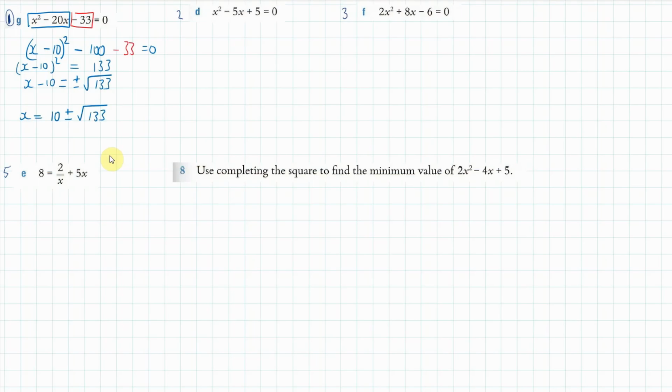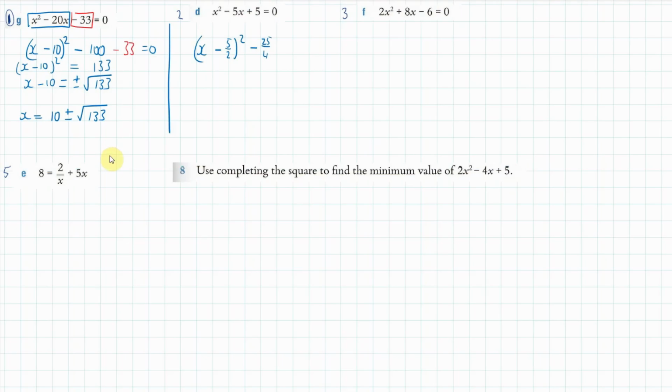And I could work those out in my calculator and perhaps give them to 3 significant figures, but those are the exact 2 answers that you can get there. Okay, 2D, another example of this. So I'm going to complete the square by going x minus 5 over 2, I'm going to square that, and then I'm going to subtract 25 over 4.